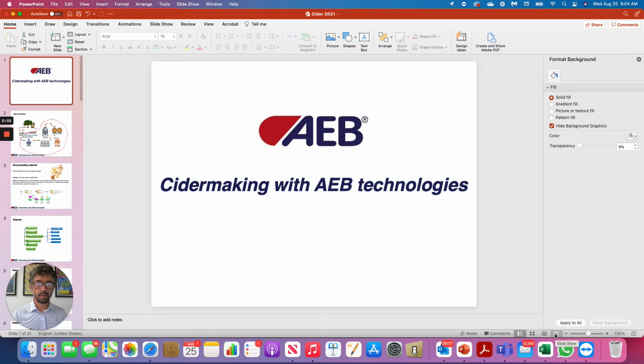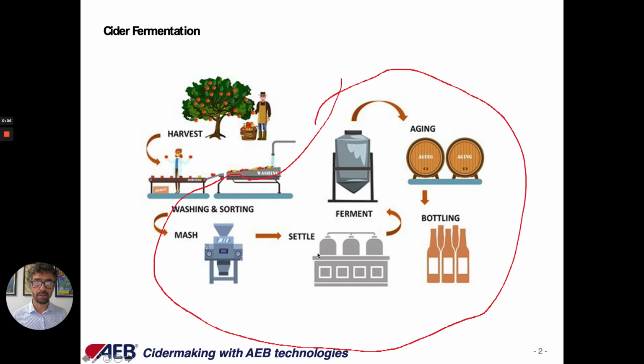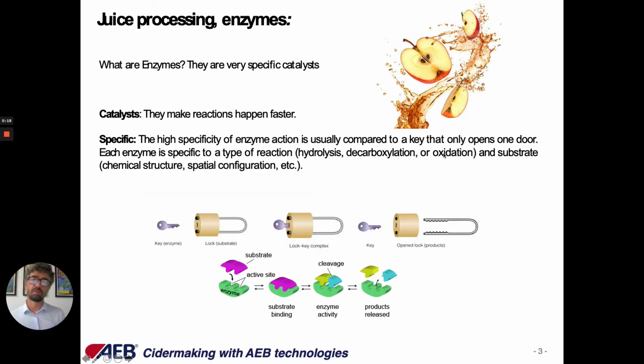Hello. Today we're going to talk about cider making with AEB technologies. AEB technologies intervene in the cider making process, let's say, starting from the mashing. We have products for the settling of the juice, fermentation, aging, and we have cartridges for filtration.